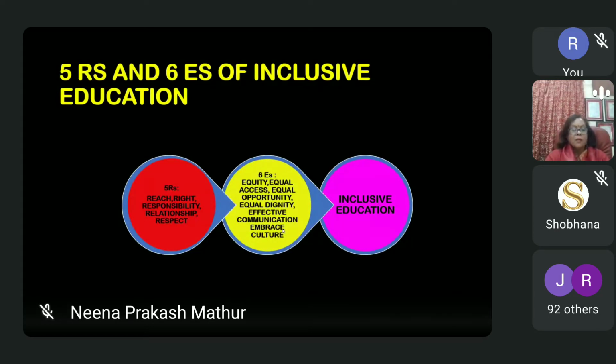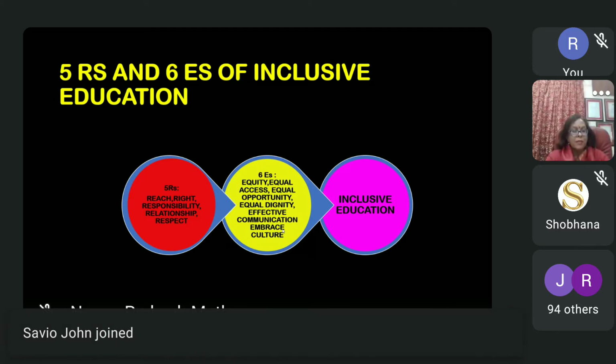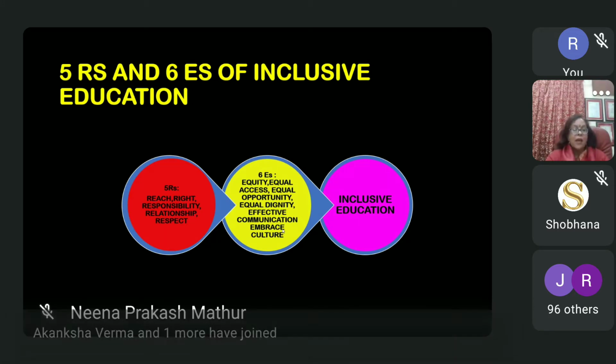Before we proceed further, it is very important to understand inclusion. So let's look at the 5 R's and the 6 E's of inclusive education. The 5 R's, as you can see on the screen: reach, right, responsibility, relationship, respect. And the 6 E's are equity, equal access, equal opportunity, equal dignity, effective communication, and embrace culture.